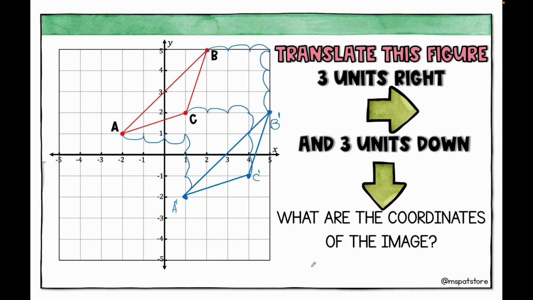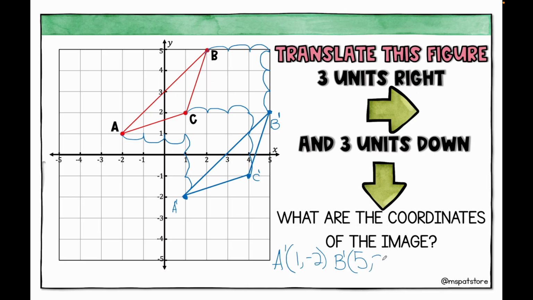So now I'm ready to write down the coordinates of the image. So let's see. We have A prime that is located in 1, negative 2. We have B prime that is located in 5, positive 2.